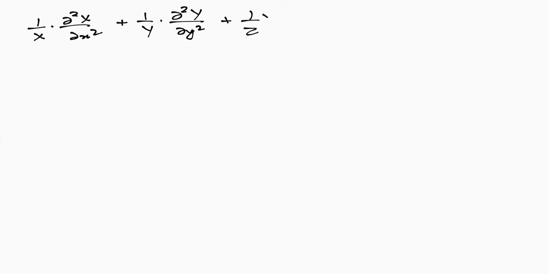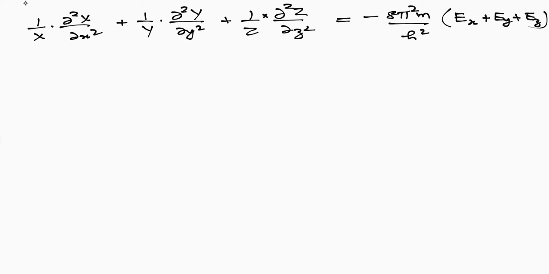So we have 1 by X into dou square X by dou x square term plus 1 by Y into dou square Y by dou y square term plus 1 by Z into dou square Z by dou z square term. Then in the right hand side, minus 8 pi square m by h square, and I'll split this E into three parts, Ex plus Ey plus Ez. Yeah, so this is the x component of the energy of the particle, y component and z component, right? All are constants, right? If you add all these things together, you'll get the total energy.